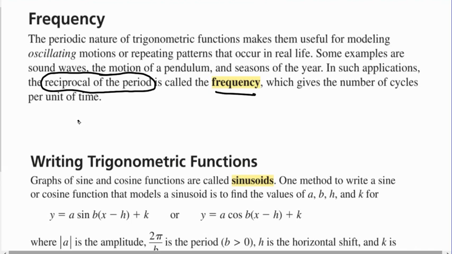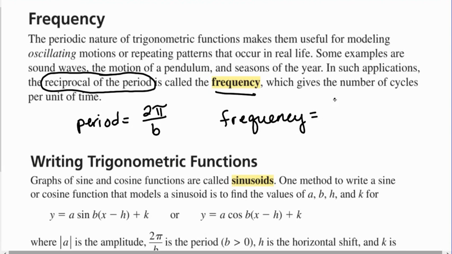So we have the period as being 2 pi over b. The frequency is the reciprocal of the period, which is going to be b over 2 pi.